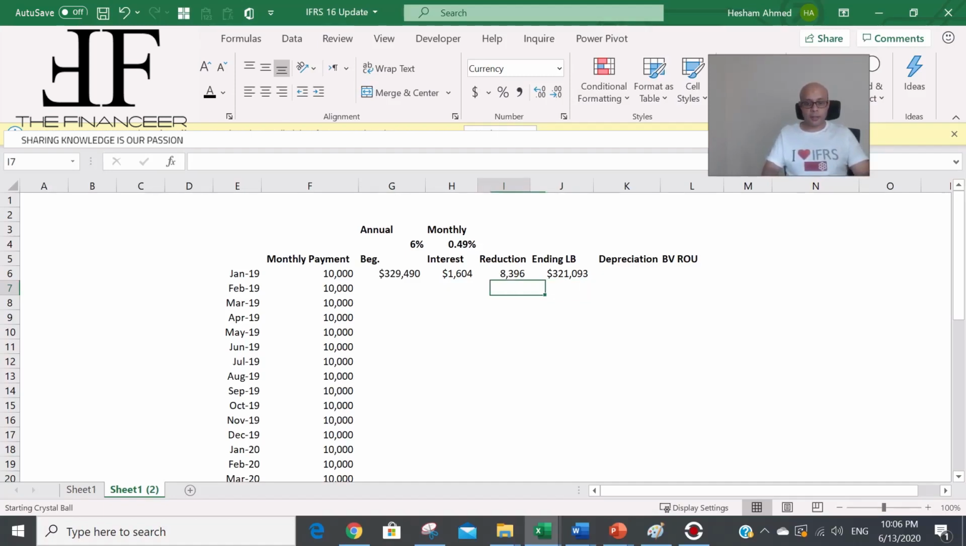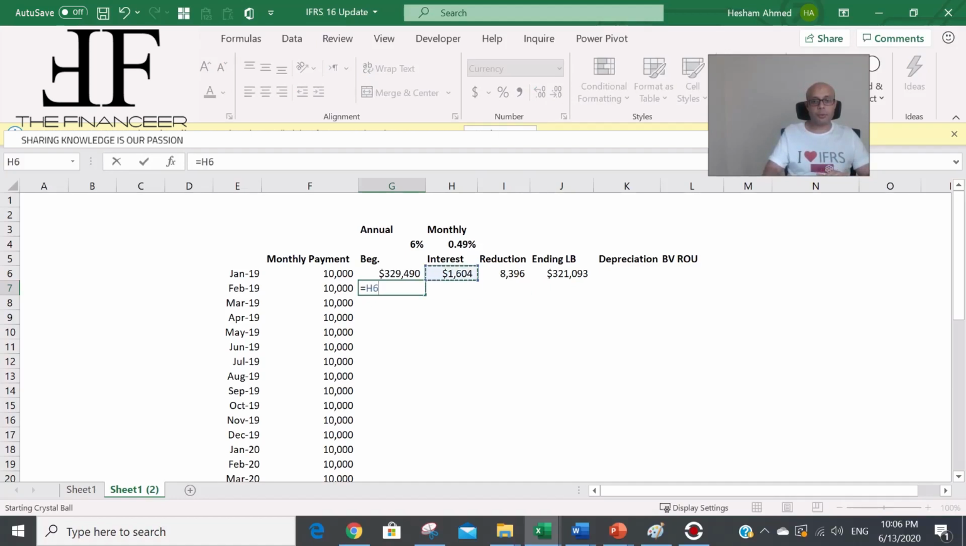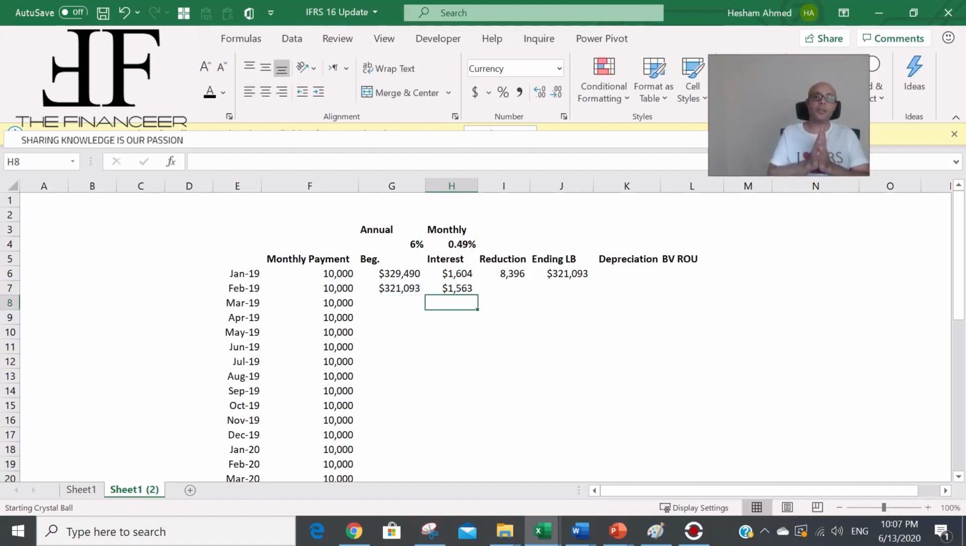Now let's calculate here for the second month. The beginning balance of the second month will be the ending balance of the first month. So this will be the beginning balance. Again, you have to calculate interest on this beginning balance. So you are going to say the beginning balance times the monthly interest, this one. So you are going to calculate interest 1,500. So the interest is decreasing.